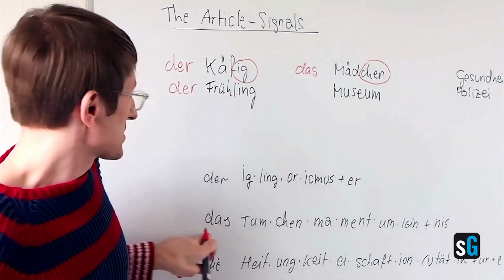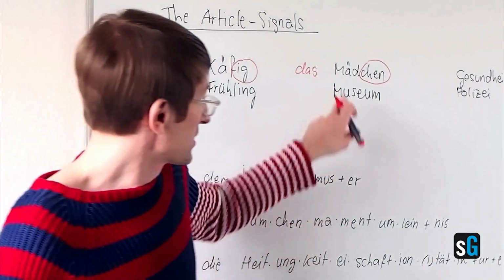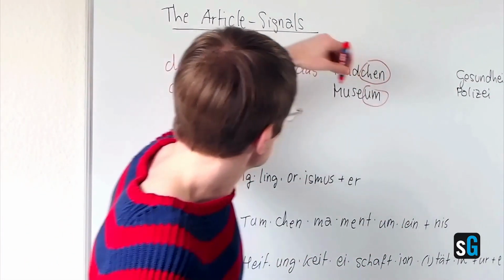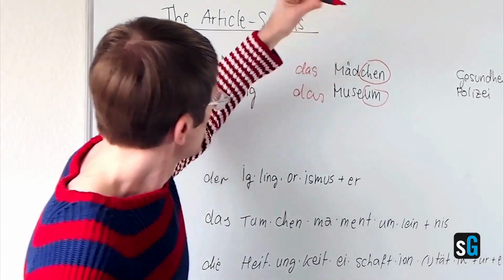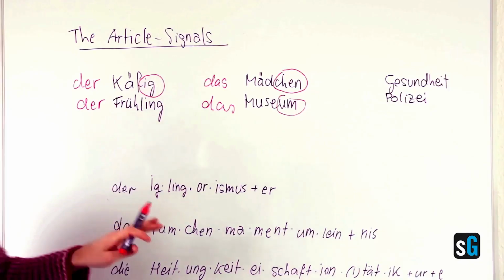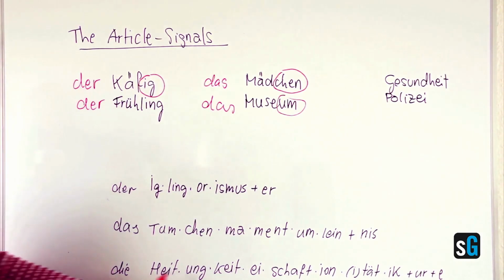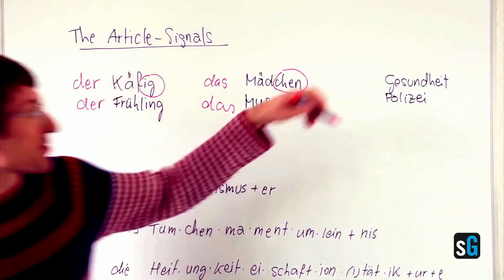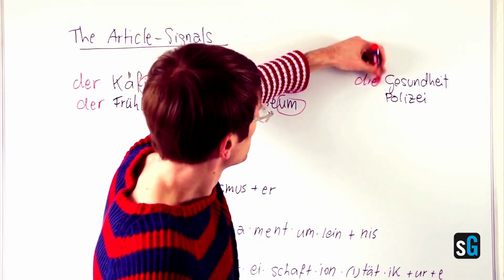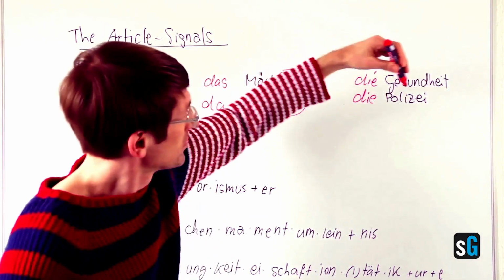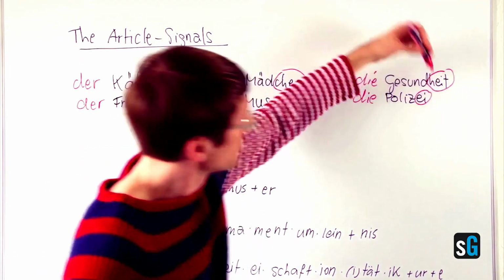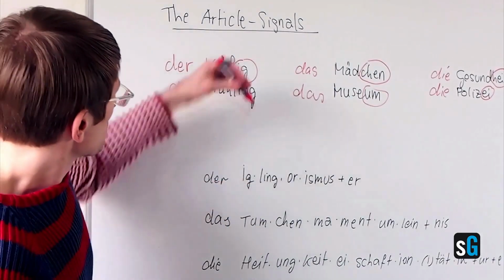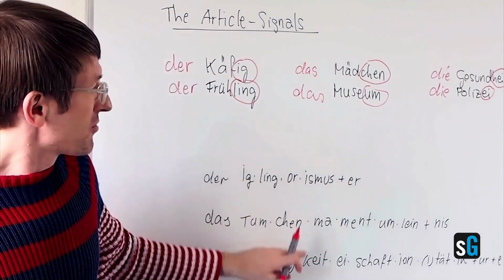Museum. Let's see if we find something that looks like the ending of Museum. And I can see there's "um" here. So Museum also is das. Okay, so Gesundheit and Polizei we will find here. You see "heit", and later on you see "ei". So both of them are feminine, because I find the signals at the end. So now, sorry, I forgot this one. So now you have all the endings here.